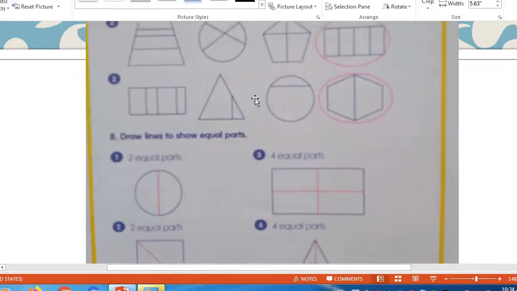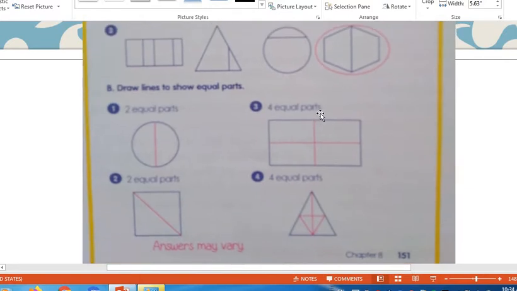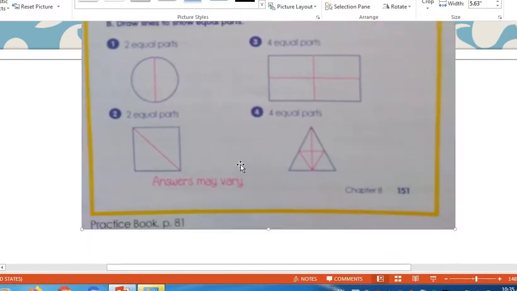So I have here these 2 equal parts. Yes, he drew lines to show equal parts. This is called a line of symmetry. So this line gives me 2 equal parts. We can draw it vertically or horizontally. And for 4, he wants me to draw 4 equal parts, so I will draw 2 lines. Okay?